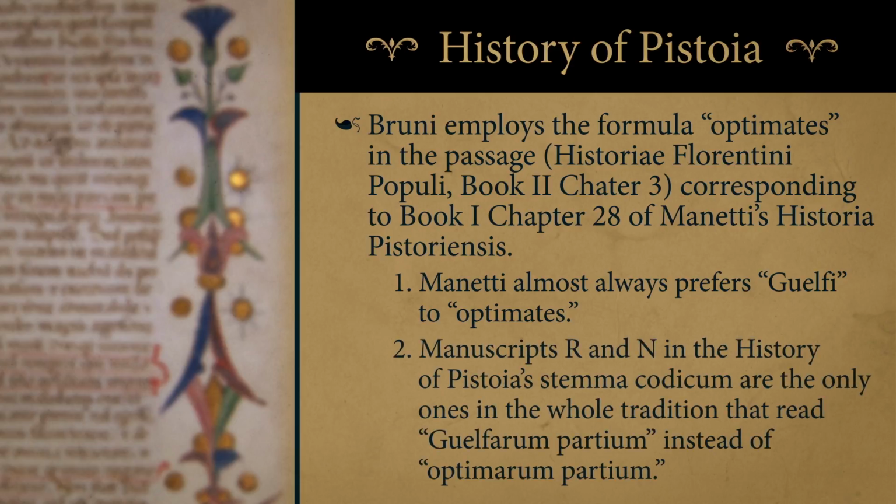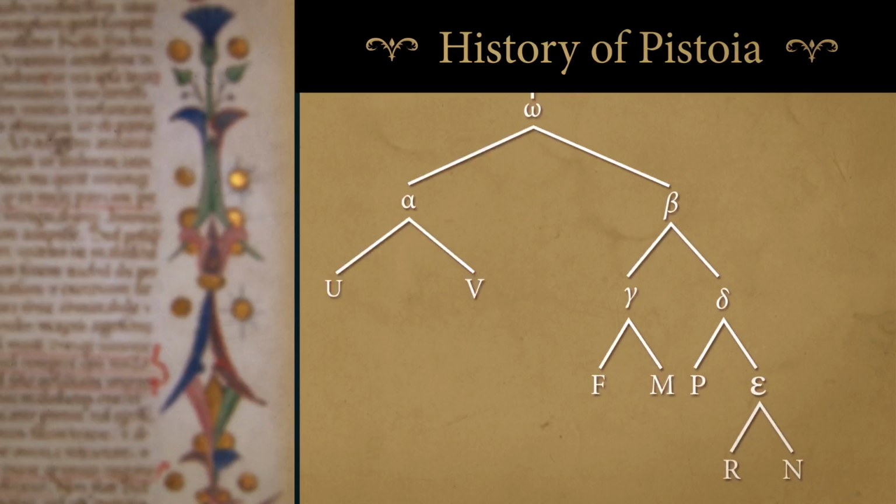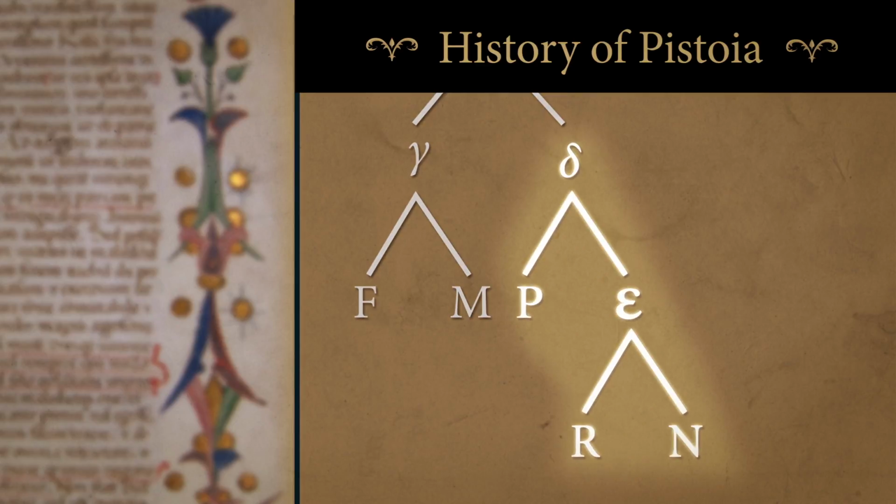Second, manuscripts R and N in the History of Pistoia's Stemma Codicum are the only ones in the whole tradition that read Guelpharum Partium instead of Optimarum Partium in the passage I've just quoted. More than the rest of the family tree, this area, that is delta and its descendants, thus including epsilon and the two witnesses R and N, has preserved a number of corrections and variants that should most likely be ascribed to Manetti himself. No extant copy of this work has come down to us, preserving interventions in the author's own hand.